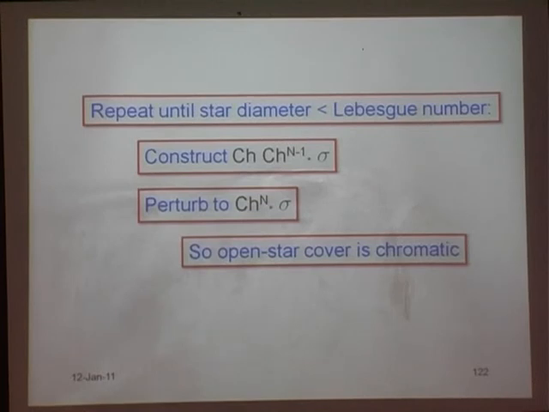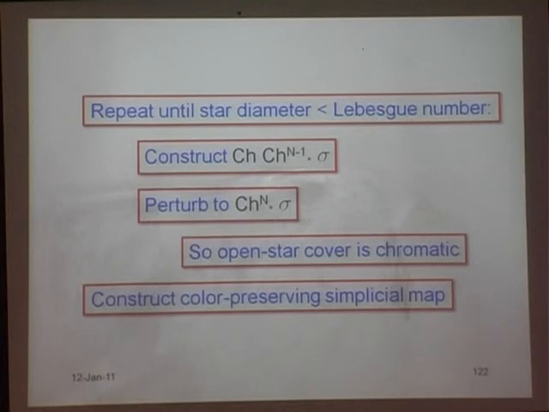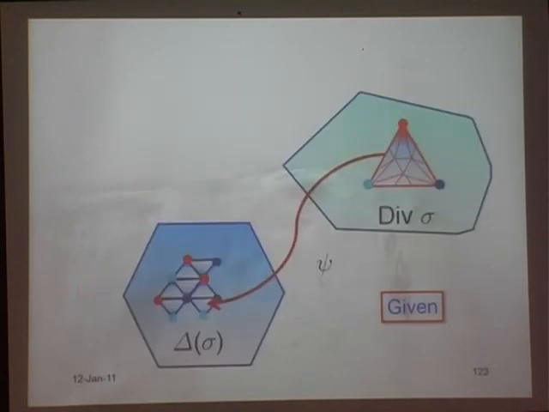But then if I keep doing it until we get below the Lebesgue number, now I have a chromatic covering where everything is below the Lebesgue number. And then by the previous theorem, we have a color and carrier preserving simplicial map. So that's the argument. I've skipped over a lot of the details, but I think you can probably fill them in.